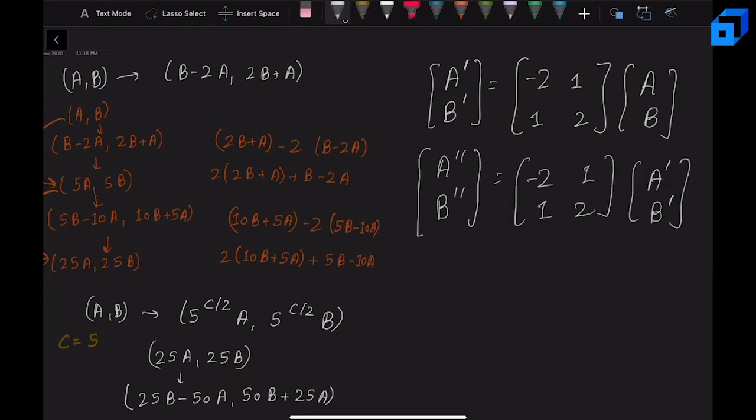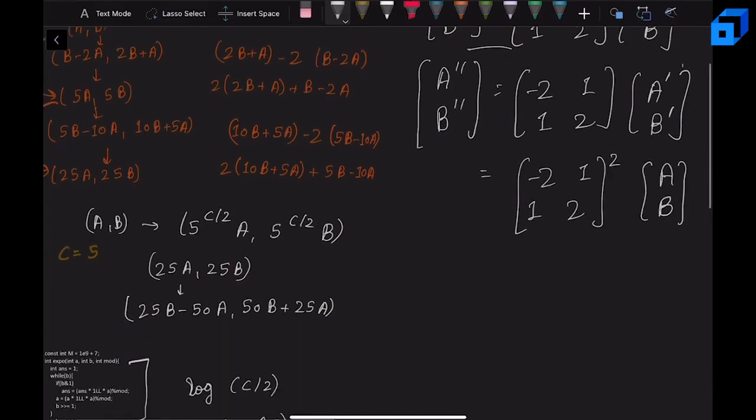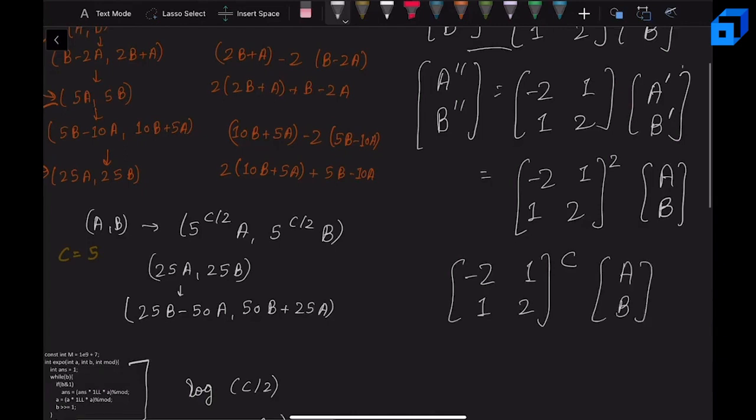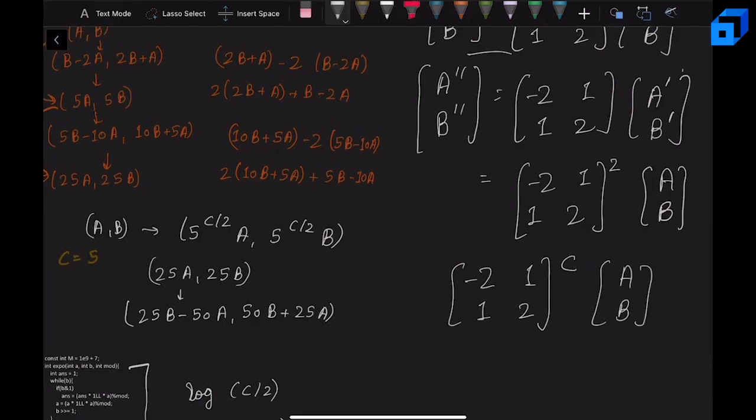So A double dash, B double dash will be minus 2, 1, 1, 2 times A dash, B dash. But notice that this is equal to this value. So by replacing it, we'll get minus 2, 1, 1, 2 squared times A, B. So that is the value after doing two operations. So we can say that if we do C operations, the final value will be minus 2, 1, 1, 2 raised to C times A, B. So these are the coefficients as per our problem. So even if we are given some random coefficients, we could actually calculate it using matrix exponentiation and finally calculate the values of A and B.